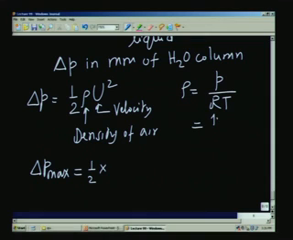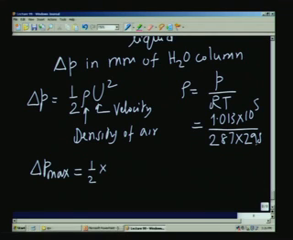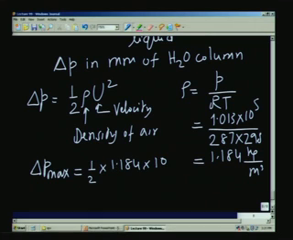So, 1 atmosphere is 1.013 into 10 to the power of 5 pascals, and the value of R is 287, and temperature is 273 plus 25, so I can just put the value as 298. This gives you a value of 1.184 kg per cubic meter. So, all I have to do is introduce here 10 meter per second, the maximum velocity, 10 squared. This will be in pascals. This gives you a value of 59.2 pascals.